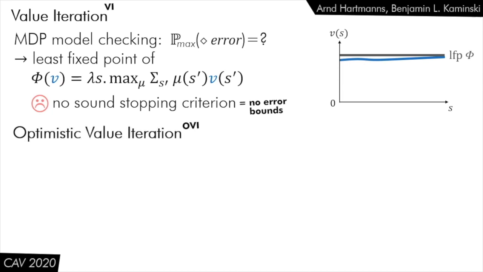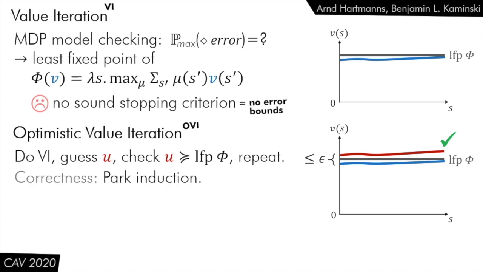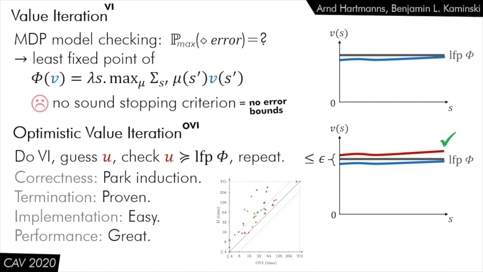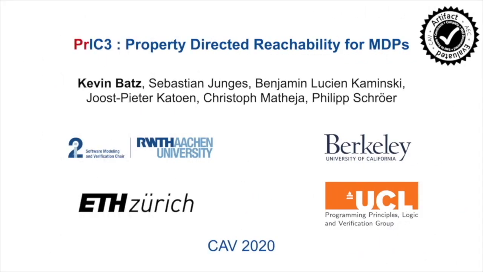Our solution is optimistic value iteration. It uses value iteration from below, but then guesses and proves an upper bound on the fixed point too. Its correctness follows from Park induction. We proved that it terminates. It is easy to implement and it is fast. More details at CAV. In this talk, I present our work on PRICE3, Property-Directed Reachability for Markov Decision Processes.